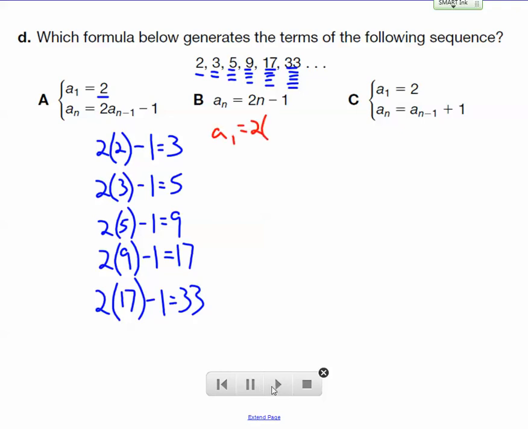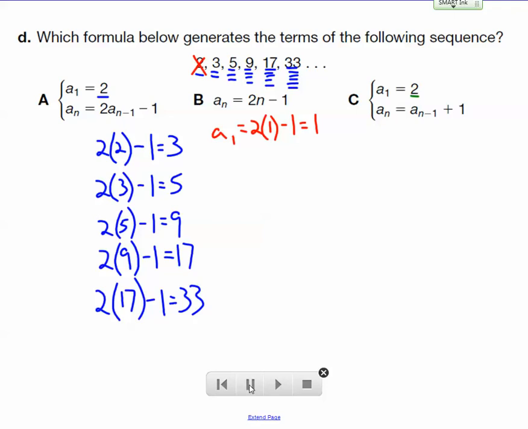But I'm going to check these other ones just in case. Now, this one says the value of any term is equal to 2 times the term number minus 1. Well, 2 times 1 minus 1, for the first term, is 1, and the first term isn't 1. The first term is 2. So that rules out choice B.